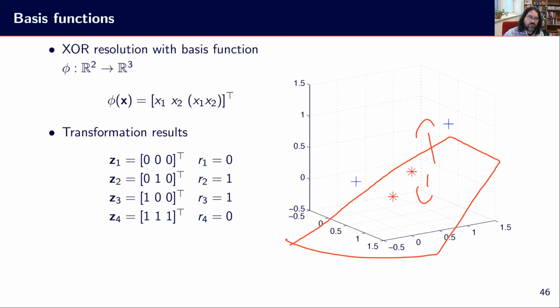So problem solved. We are now able to deal with the XOR problem with a linear discriminant, by projecting from 2D to 3D first, to be sure that we are in a space where the linear discriminant will be able to deal with the data.